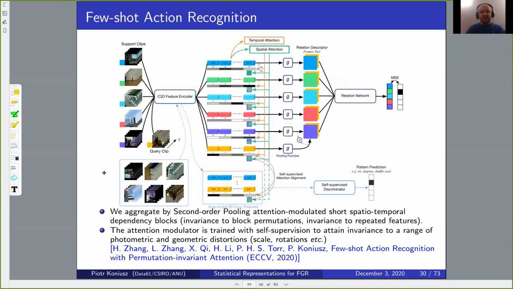We also tried this idea for few-shot action recognition. So we have a very simple pipeline where we have support clips and a query clip, we push them through a C3D feature encoder. We obtain several feature blocks. We have temporal and spatial attention to highlight which of those blocks are important. And then we again apply pooling. We form second order descriptors and we push them to the relation network. And this is work published in ECCV 2020.